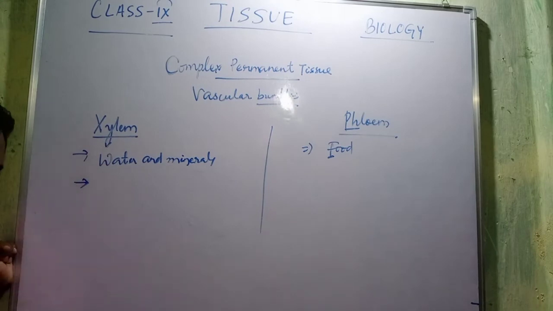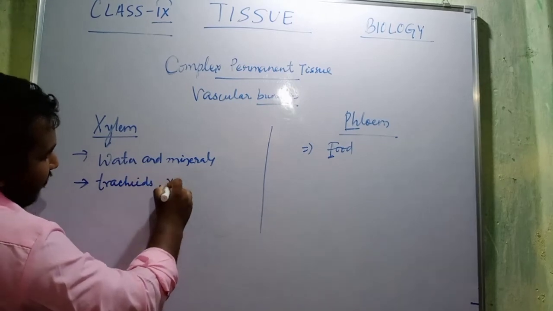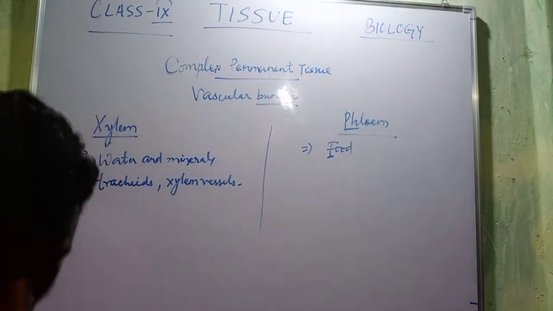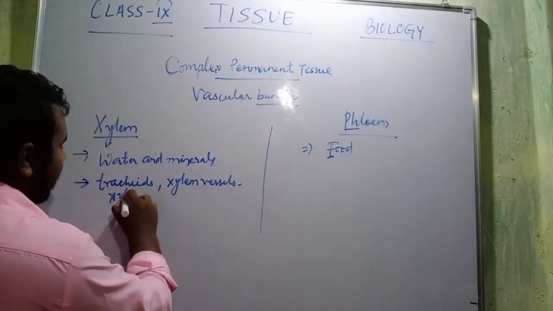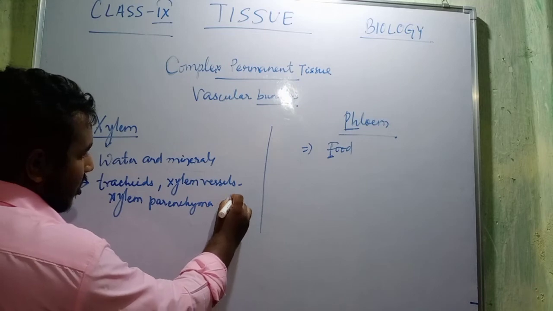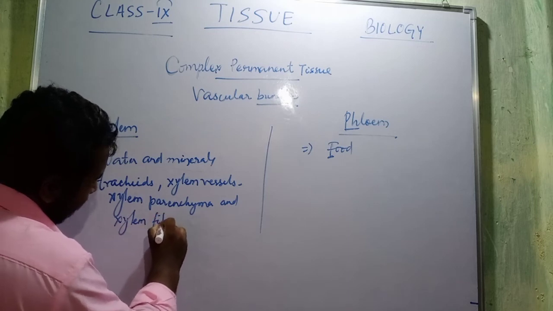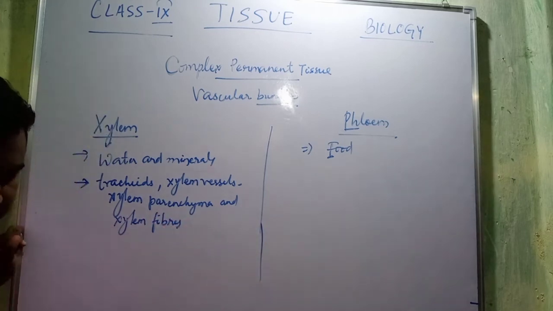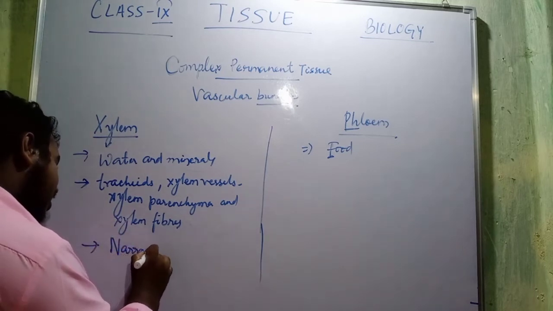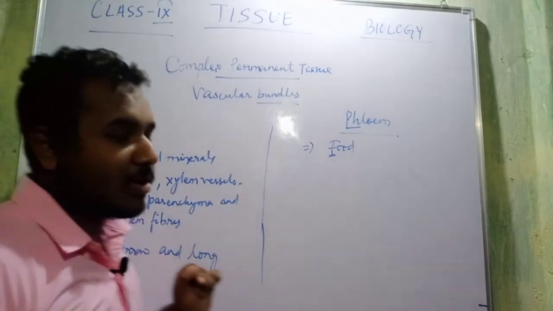Now what all things does it have? It has tracheids, which are pipes, xylem vessels, xylem parenchyma, and xylem fibers. These cells are narrow and long, because water and minerals have to go through.